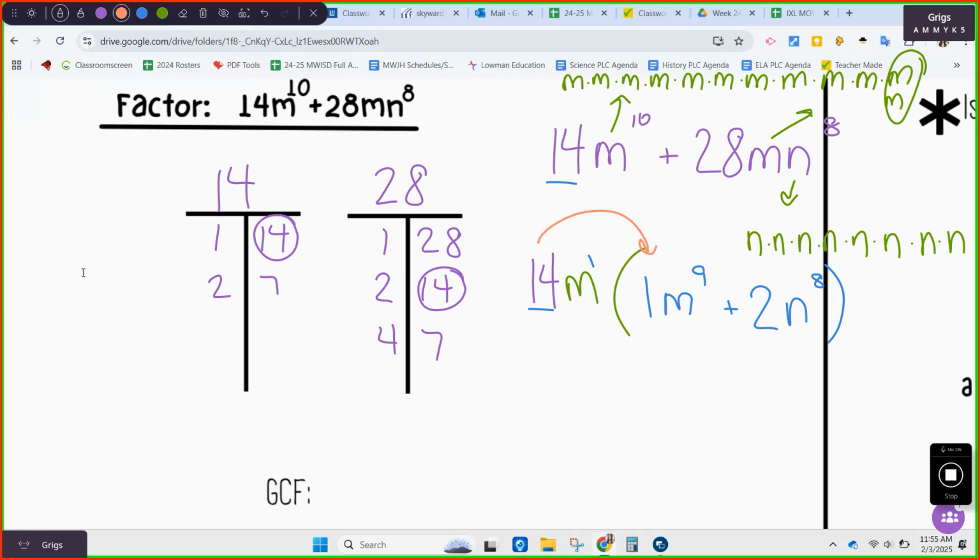14 times 1 is 14. Okay, now that we're multiplying, what do I do with my exponents? I add my exponents. So m to the 10 plus... hold the phone, Emmy. So now I got that term done, yes? Now I want to say 14 times 2 to give me 28. I don't have either of the same bases, so they're just going to hang along: m to the 1 and n to the 8. Did I round back out to what I started with? So factoring, we're just breaking it down, simplifying things out.